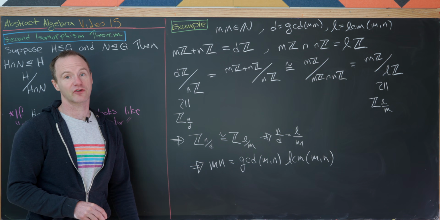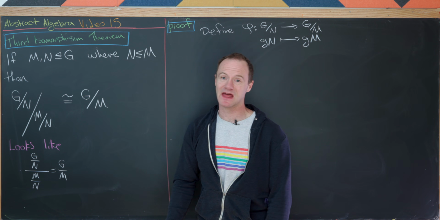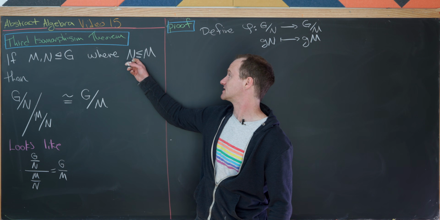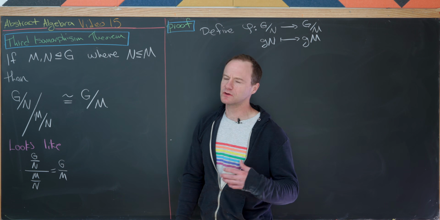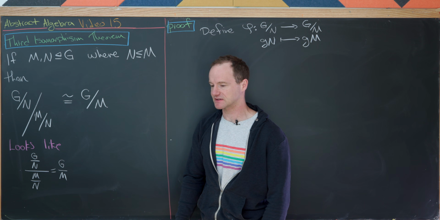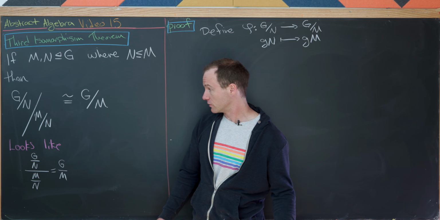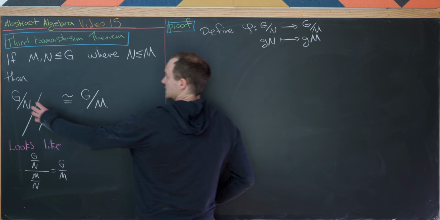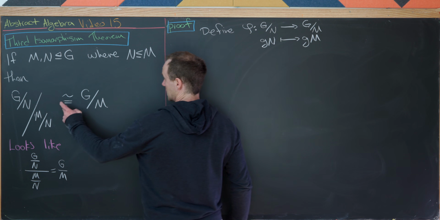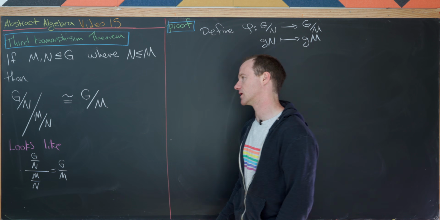Okay, so now let's look at the third isomorphism theorem. So here we want to start with two normal subgroups m and n of our group G, and then we'll have n is a subgroup of m. Now, you can pretty easily check that this makes n a normal subgroup of m, but we don't have to make that assumption. That follows from all of the definitions. Then the result that we will prove is that G mod n mod the subgroup m mod n is isomorphic to G mod m. So there's a lot going on here.